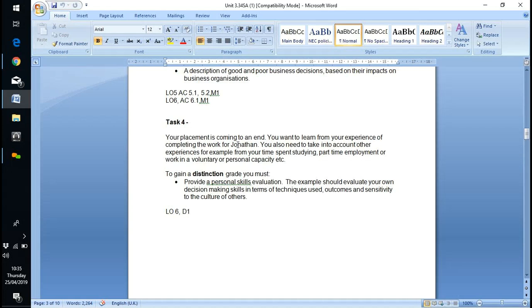So your placement's coming to an end. You want to learn from your experience of completing the work for Jonathan. You also need to take into account other experiences, for example from your time spent studying, part-time employment, or work in a voluntary or personal capacity. So to gain the distinction, you must provide a personal skills evaluation of your own skills, and the example should evaluate your own decision-making skills in terms of the techniques you would use, the outcomes, and sensitivity to the culture of others. Again, as I said, this one touches on making sure that you don't alienate your staff internally.